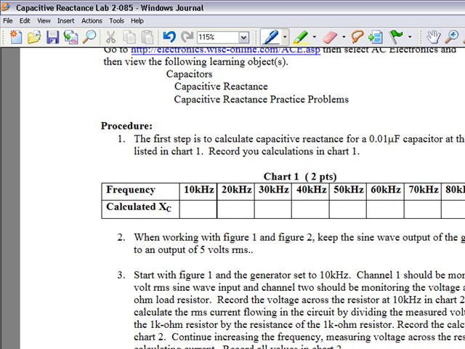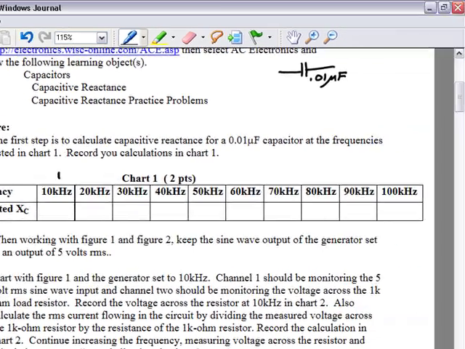Okay, the first thing you're going to do is fill out chart 1. In chart 1, you're just taking a look at what happens if you have a 0.01 microfarad capacitor in the circuit, and you keep changing the frequency from 10 kilohertz up to 100 kilohertz. The formula that you will be using is capacitive reactance equals 1 over 2 pi times the frequency times the capacitance. So for 10 kilohertz, you just plug in the values.